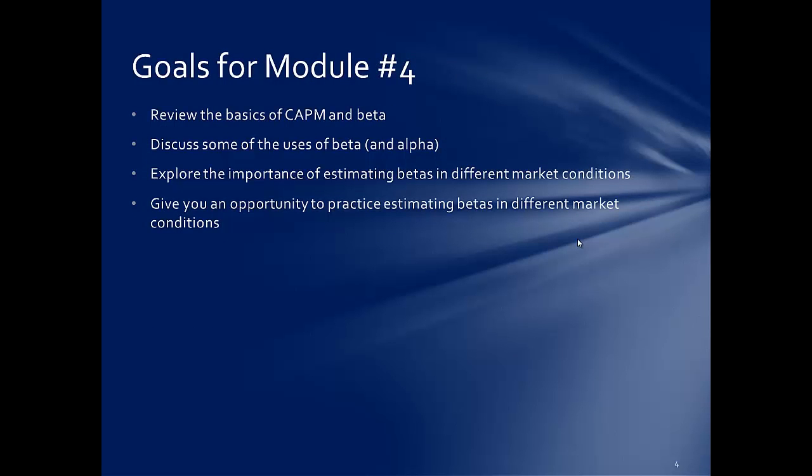The goals for module number 4 are that we want to review the basics of CAPM and beta. We want to discuss some of the uses of beta and alpha. We want to explore the importance of estimating betas in different market conditions, and then we want to give you an opportunity to practice estimating betas in different market conditions.